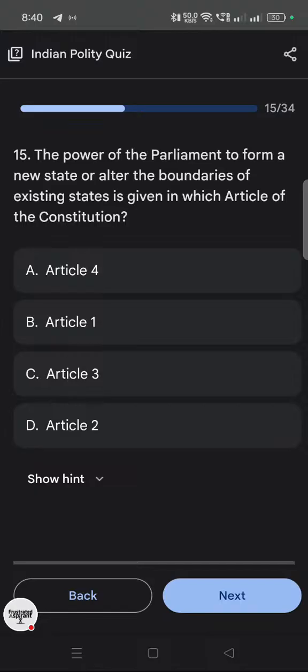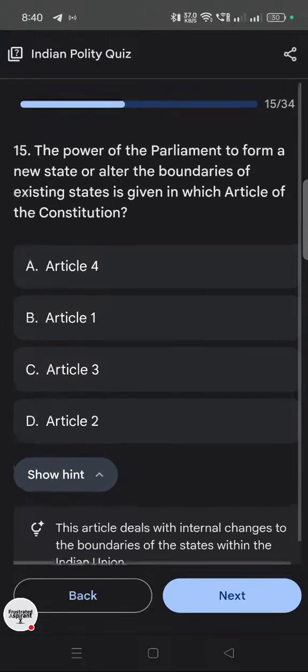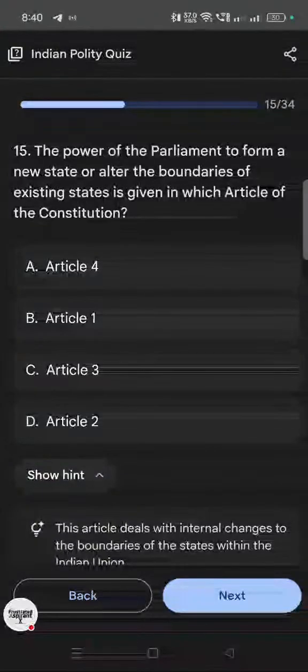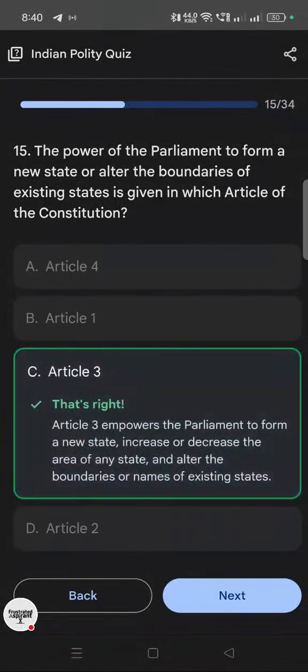The power of the Parliament to form a state or alter the boundary of an existing state is given in which article? Article 3 empowers the Parliament to form a new state, increase or decrease the area of any state, and alter the boundary and name of an existing state.